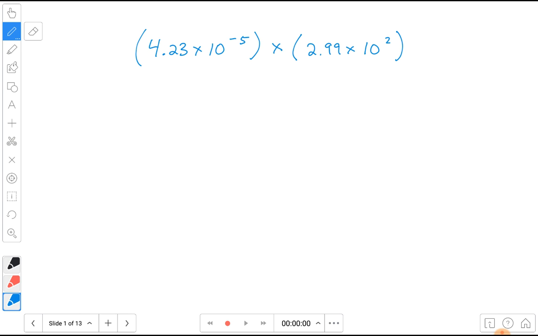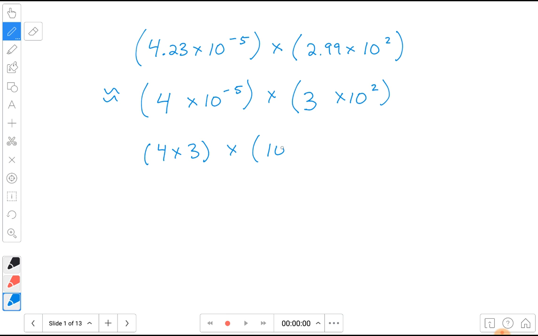4.23 rounds to approximately 4, and 2.99 rounds to approximately 3. 3 is pretty close to 2.99. So we'll put our base 10 powers there because they don't go away. Okay, so now we have a question that looks like this because we're just trying to estimate. So really, we're estimating. We will rewrite and we'll take our values, our numbers 4 by 3 here, and then we'll work out what the exponent is by multiplying our powers over here.